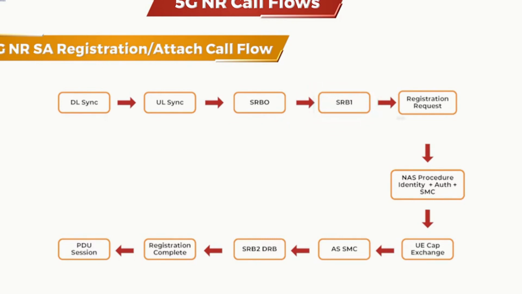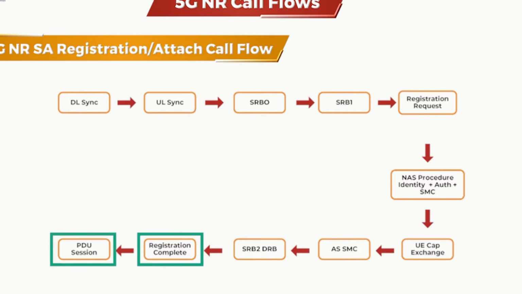Next is registration request, then NAS procedures like UE identity transfer, authentication and security. Then AS UE capability transfer and AS security. Next is SRB2 and DRB establishment. Next comes registration complete and PDU session establishment.